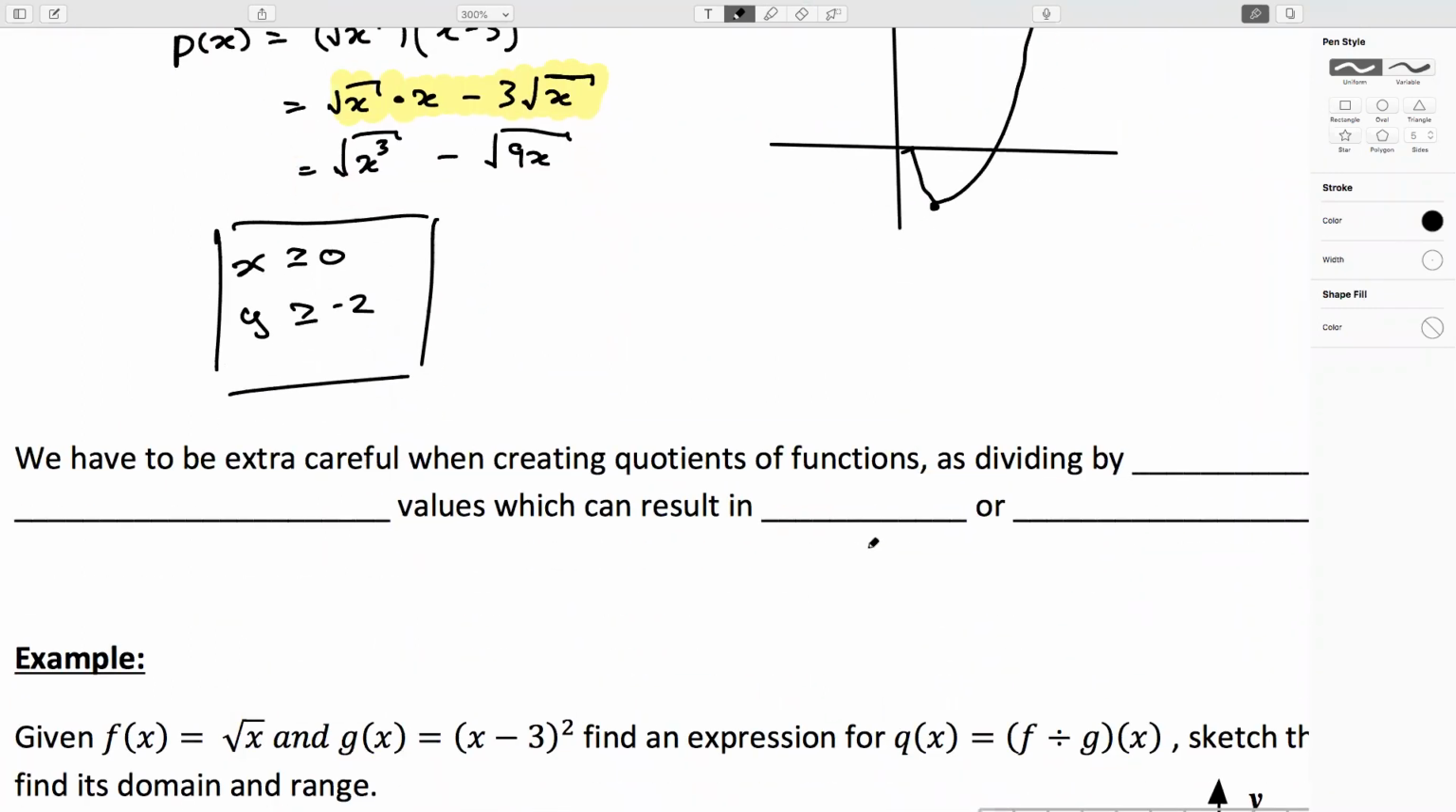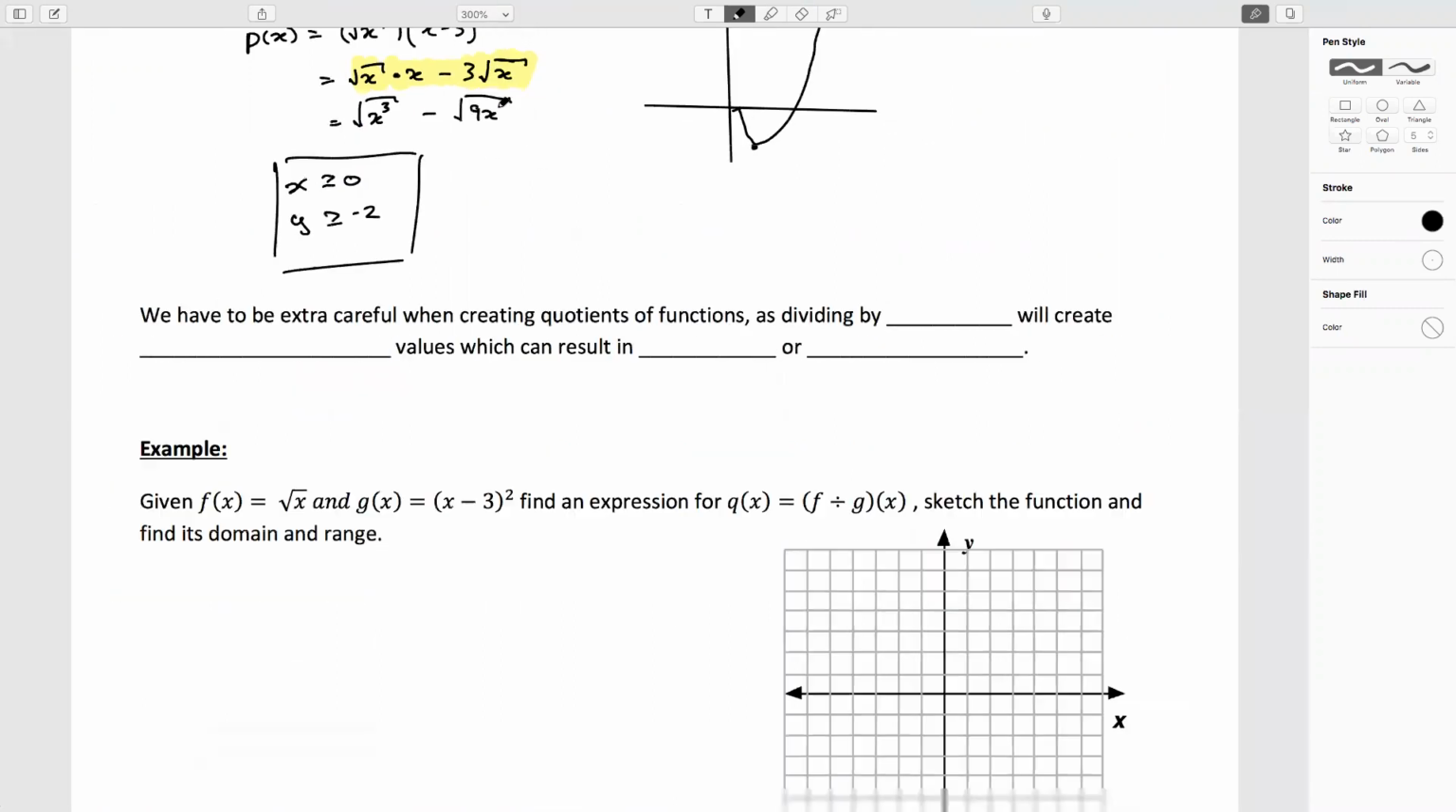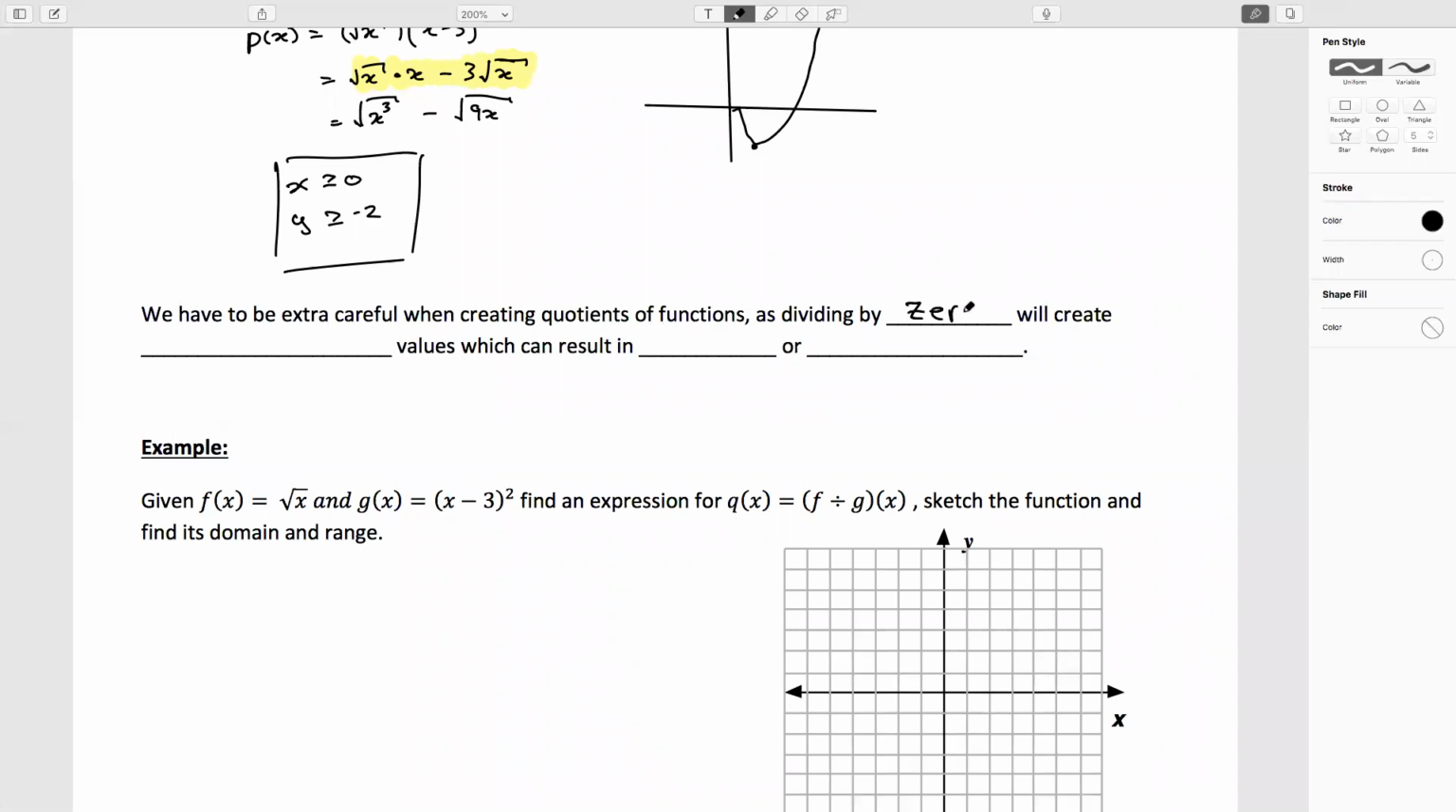We have to be really careful when we're creating quotients of functions, as we run into problems with division because it allows us to divide by 0. This will create a non-permissible value. And if you remember back a couple of chapters, a non-permissible value is going to lead to holes or asymptotes. So non-permissible values can result in holes or in asymptotes.